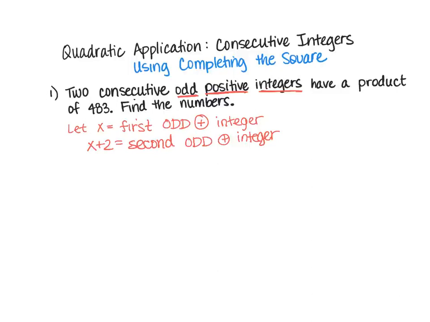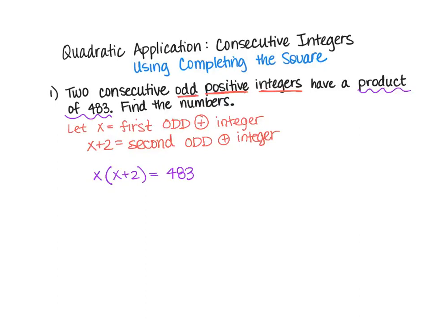And this application states that once I've identified what these numbers are, I know that they have a product of 483. So I know that if I multiply the first number, which is x, by the second number as a quantity, which is x plus 2, I will get 483. Okay, so now I have to solve this equation.